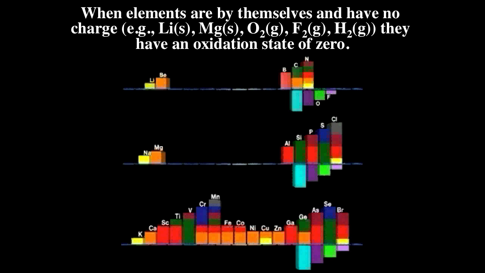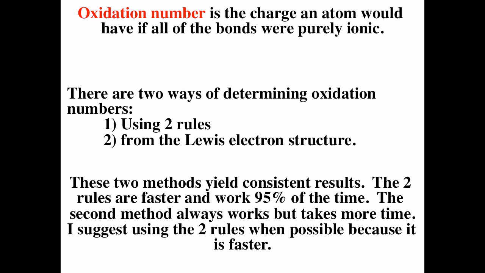And again, please remember that when elements are by themselves and have no charge, so lithium metal, magnesium metal, oxygen gas, fluorine gas, hydrogen gas, they have an oxidation state of 0. Now, to me, there are two different ways to determine oxidation states. One way is using two rules. That's fast. It works about 95% of the time. The second way is doing a Lewis electron dot structure, or electron dot diagram. I always start with the two rules, and then if that doesn't work, I go to the Lewis diagram. But the two rules are much faster, and again, they work 95% of the time.